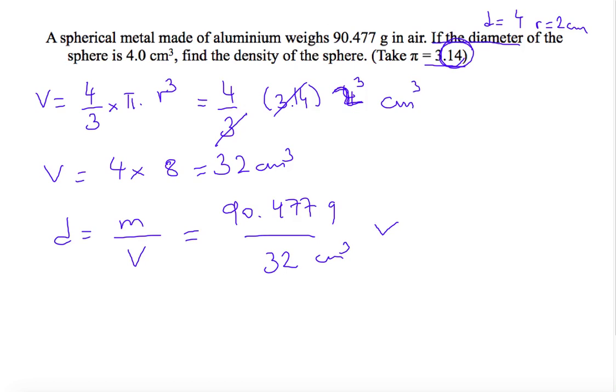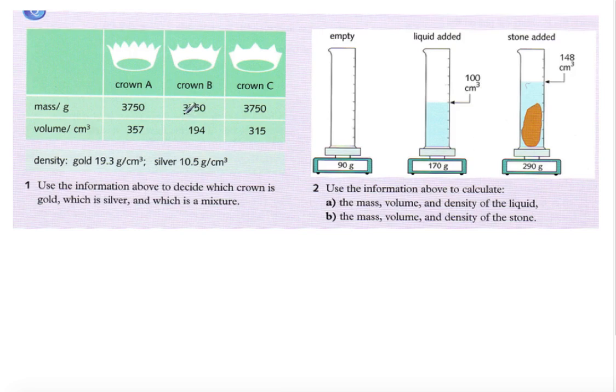We can continue with the last slide. There are 2 questions in this slide. First, use the information above to decide which crown is the gold, which is silver, and which is a mixture. Density of gold is given, density of silver is given, so we can define each of them. Let us look at crown A.